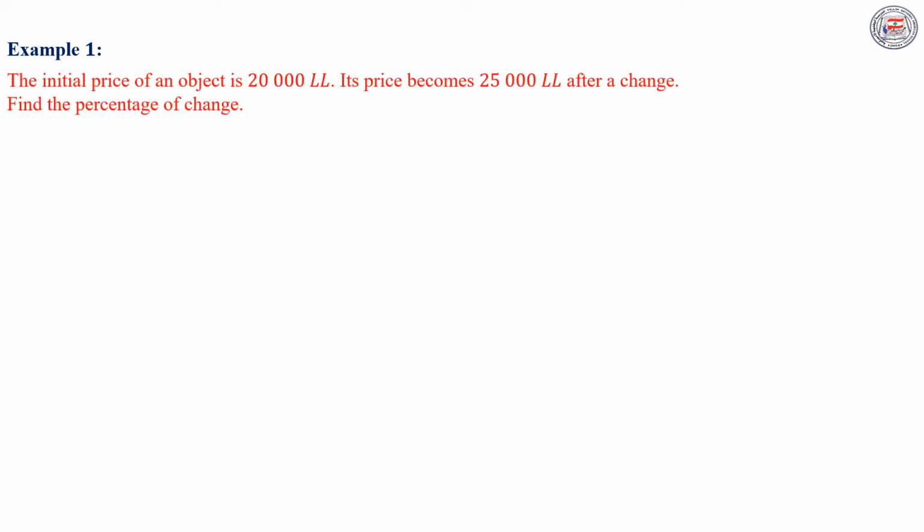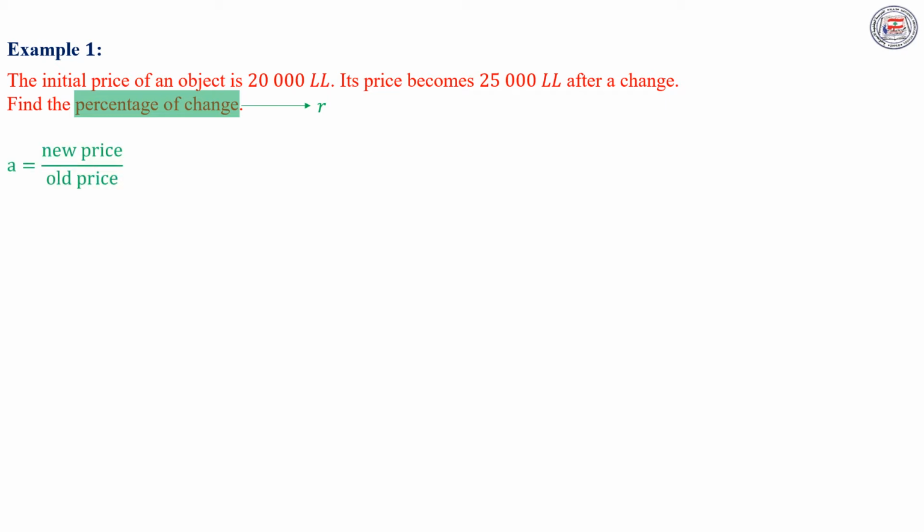Let's take the first example for today. In this example, the initial price of an object is 20,000 Lebanese pounds. Its price becomes 25,000 Lebanese pounds after a change. Find the percentage of change. The percentage of change is R. And in order to find R, first of all we have to find A.